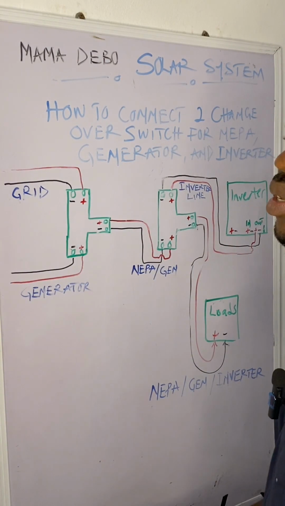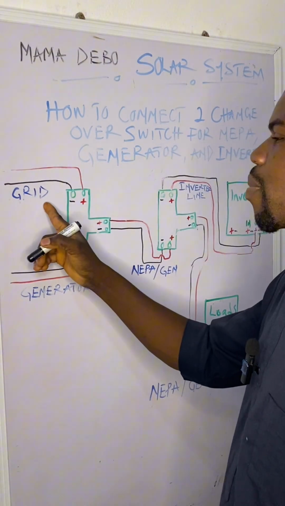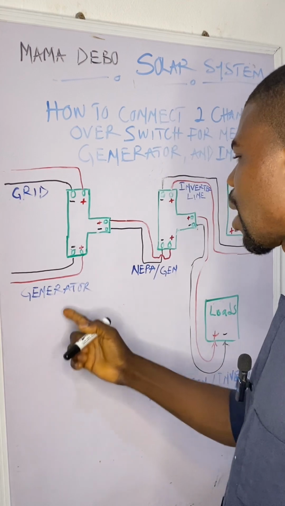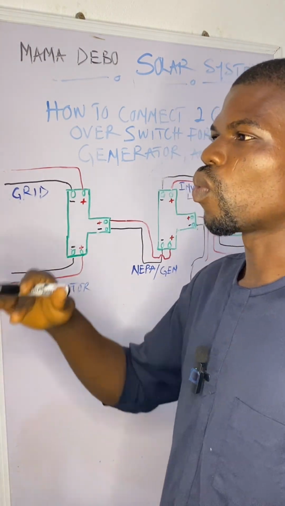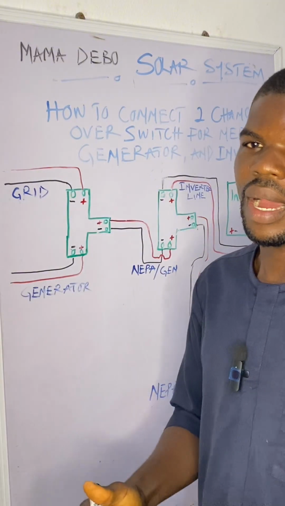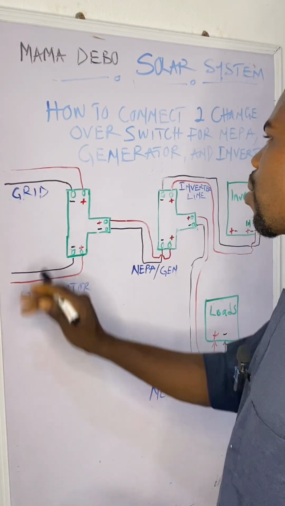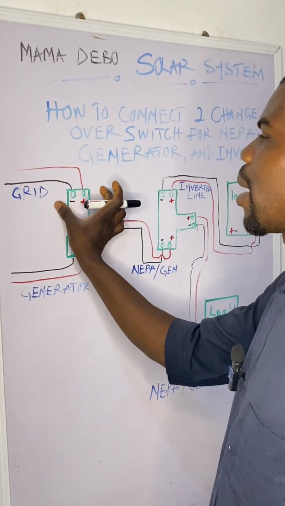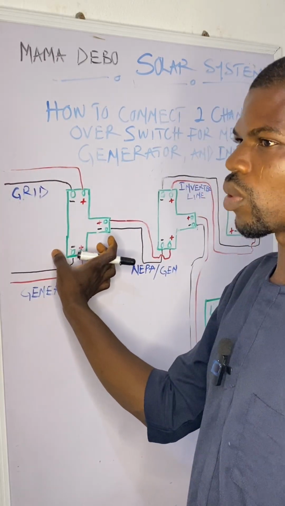If your client is using one changeover, that means the changeover is meant for the NEPA supply or grid supply and the generator supply. Now, what you need to do is check which part is for NEPA and which part is for generator. Like in this diagram, my NEPA light is supplying to this up and my generator is supplying to this down.